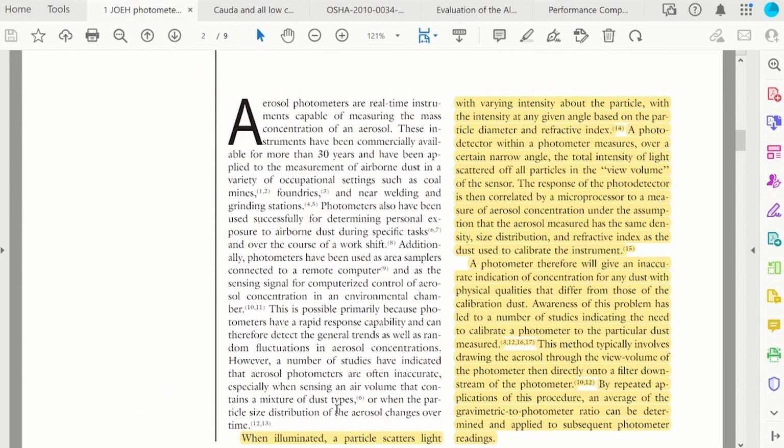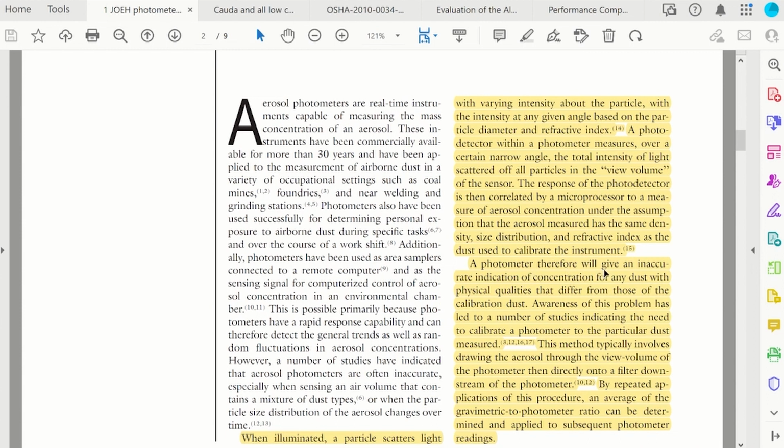So I'm just going to read it here. When illuminated, a particle scatters light with varying intensity about the particle, with the intensity at any given angle based on the particle diameter and refractive index. A photodetector within a photometer measures over a certain narrow angle the total intensity of light scattered off the particles in the view volume of the sensor. The response of the photodetector is then correlated by a microprocessor to a measure of aerosol concentration, under the assumption that the aerosol measured has the same density, size distribution, and refractive index as the dust used to calibrate the instrument.